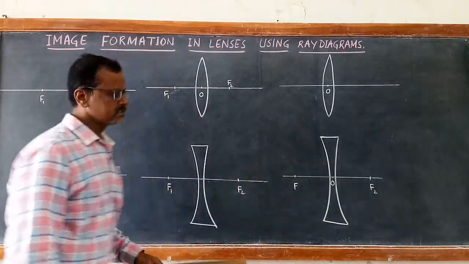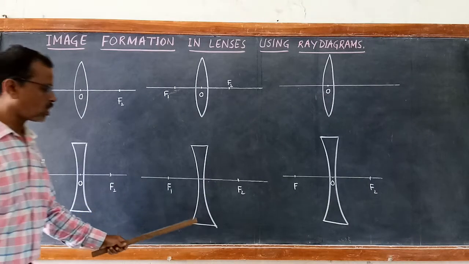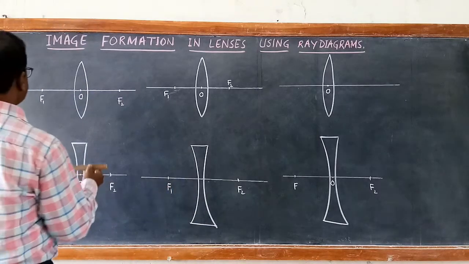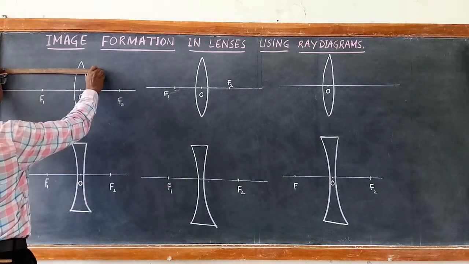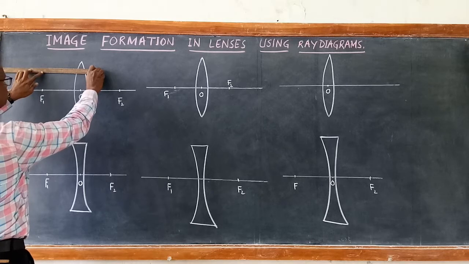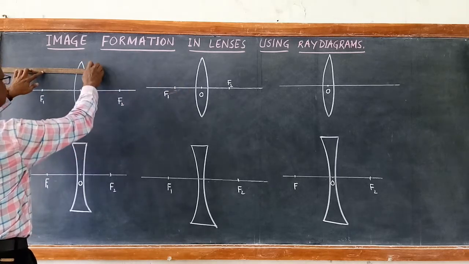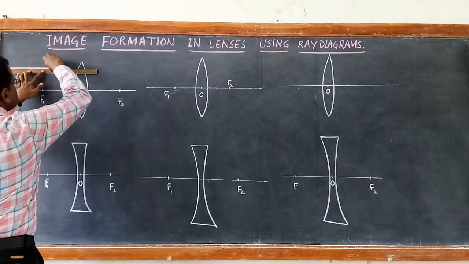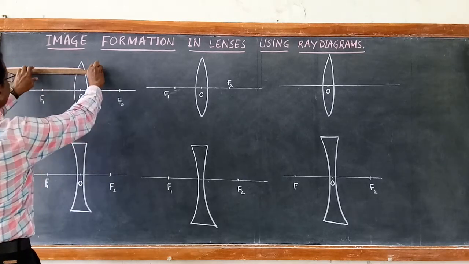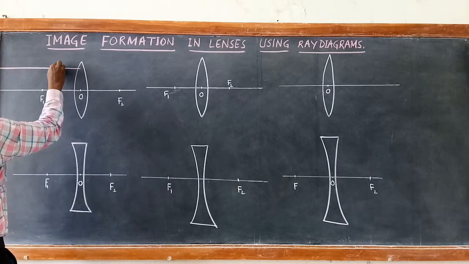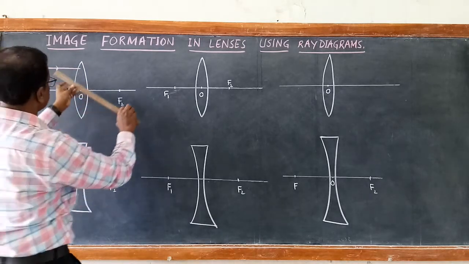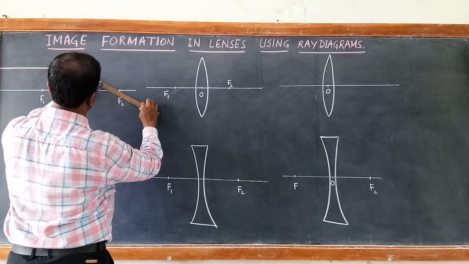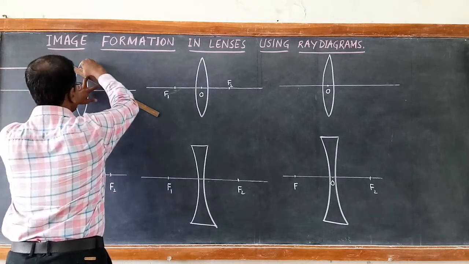These are the convex lenses, and these are the concave lenses. First, if the ray of light falls parallel to the principal axis, I have drawn the principal axis here. Remember, after refraction, the ray must pass through the focus. The ray passes through the focus. This is how you have to draw it.